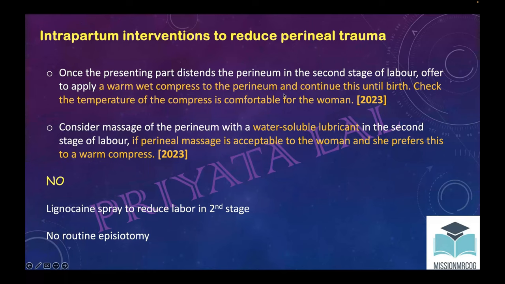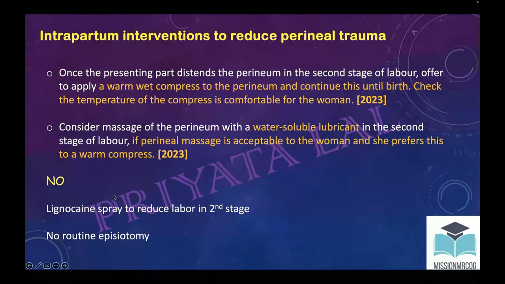Apart from this, the second thing they say is to consider perineal massage with a water soluble lubricant in the second stage of labor, if it is acceptable to the woman and if she prefers it. So this part has been newly added, but we knew it from our TEER guideline: warm wet compress on the perineum till birth, and perineal massage with a water soluble lubricant in the second stage. These are the strategies to reduce perineal trauma, but no to routine episiotomy and no to lignocaine spray. This is also important to be known by the part 2 people.